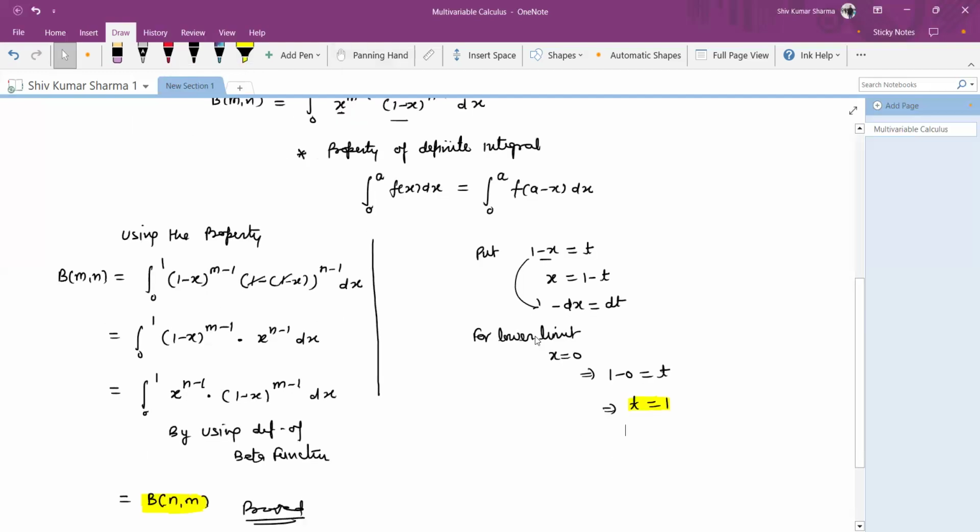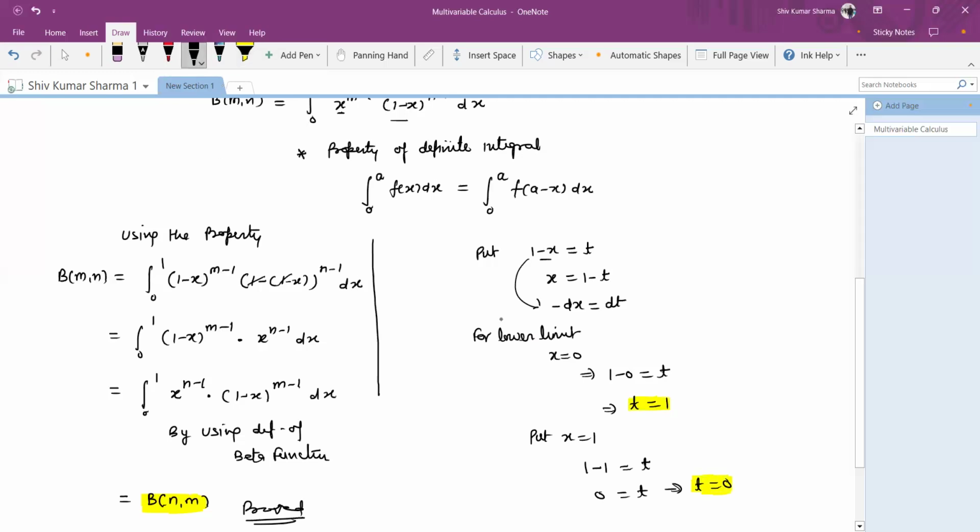So when we obtain the upper limit, the upper limit is 1. So put x is equal to 1. We see that 1 minus 1 is equal to t, so 0 is equal to t. This means t is equal to 0. So the limits of variable t are 1 to 0. The lower limit is 1 and the upper limit is 0.